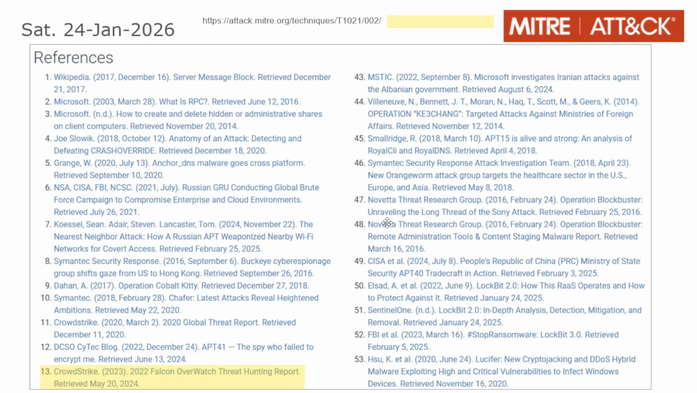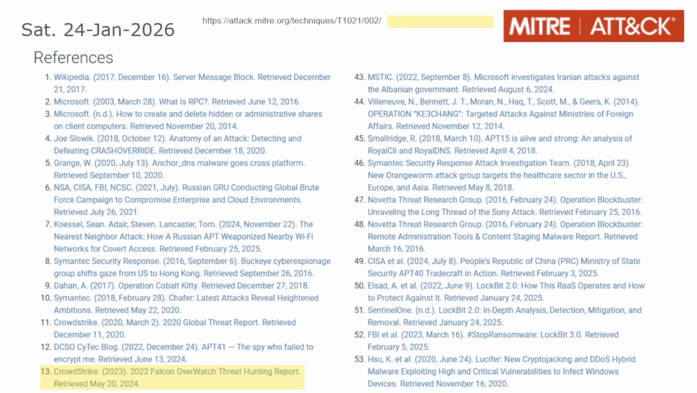What is Novetta? Novetta Threat Research Group. I never heard of them. Operation Blockbuster. Okay, another Operation Blockbuster. So tools and content. Let's see if we read this name more often. We will take a look at that too.